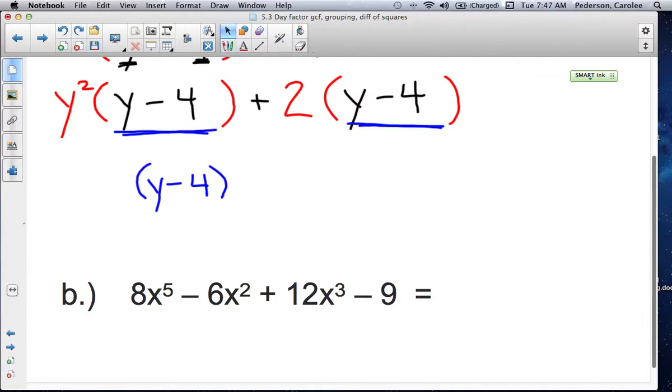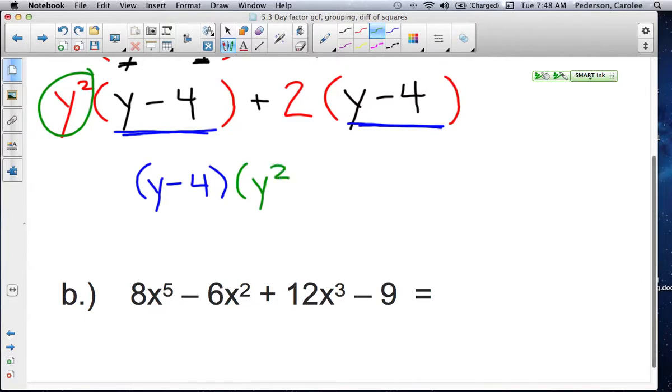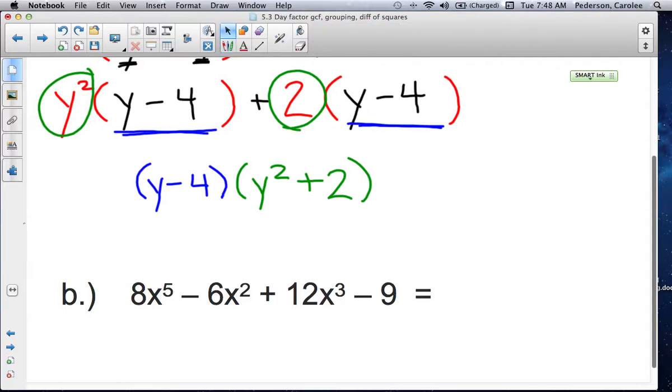What am I going to be left with? If I take this y minus 4 out, I'm left with y squared. If I take this y minus 4 out, I'm left with plus 2. Here's the problem now, factored using the grouping method. I'm going to stop there, and we'll pick back up with the next movie.